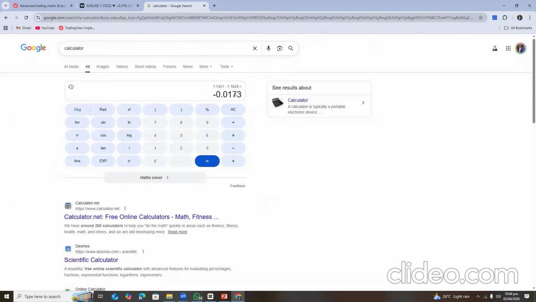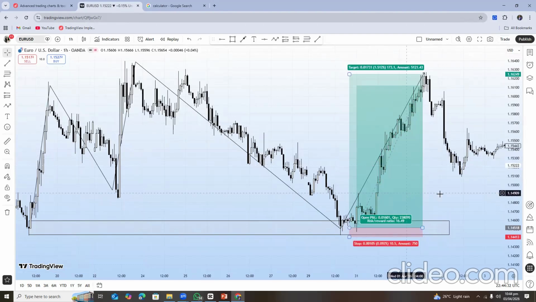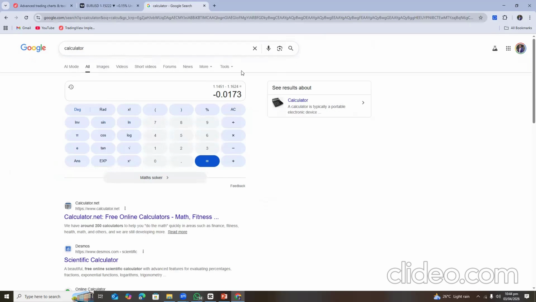So it should be the other way around, so that you have a positive value. So we have 173 pips. Now let's see how much that would have made us. So our final value is 173 pips.